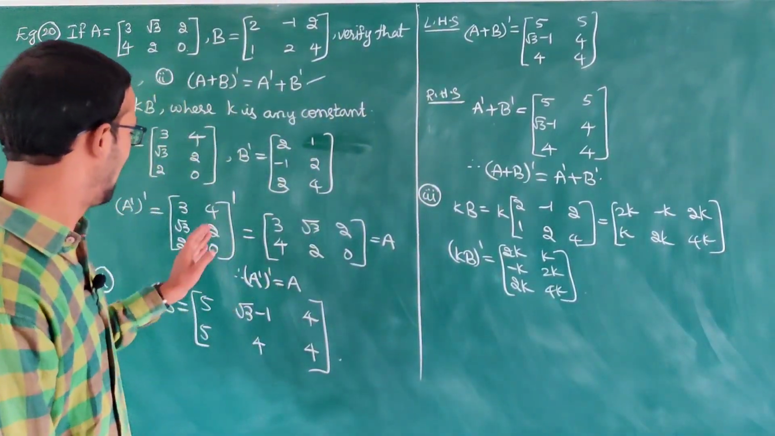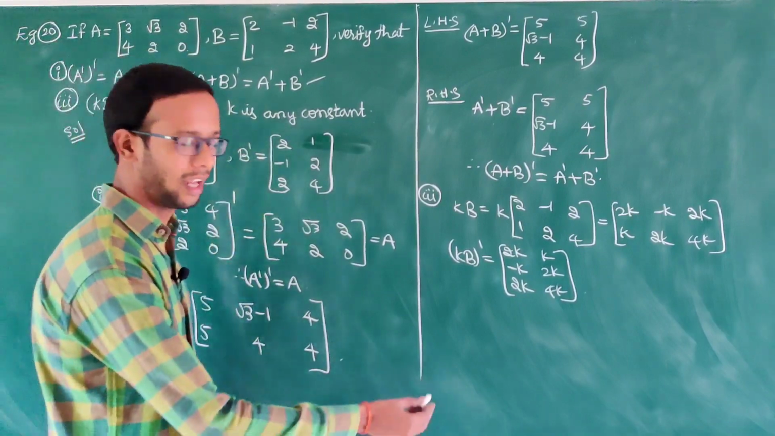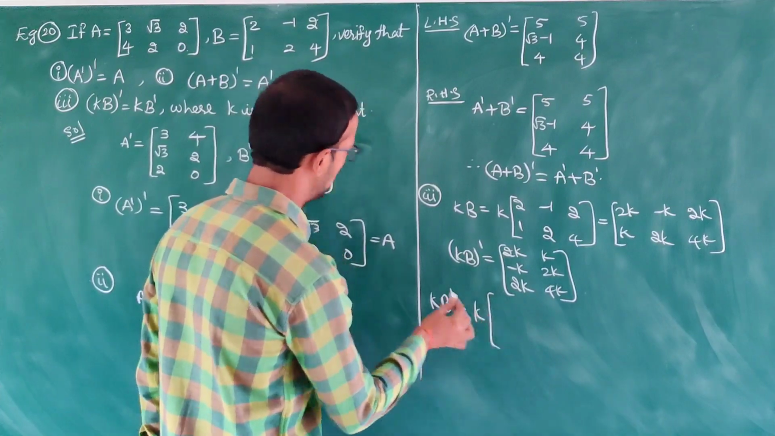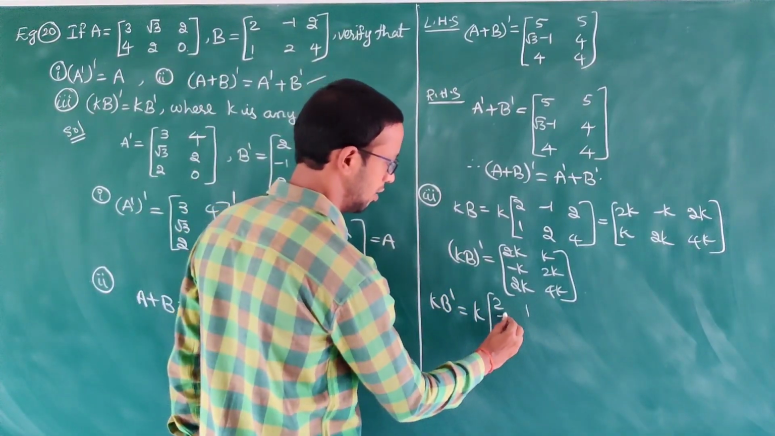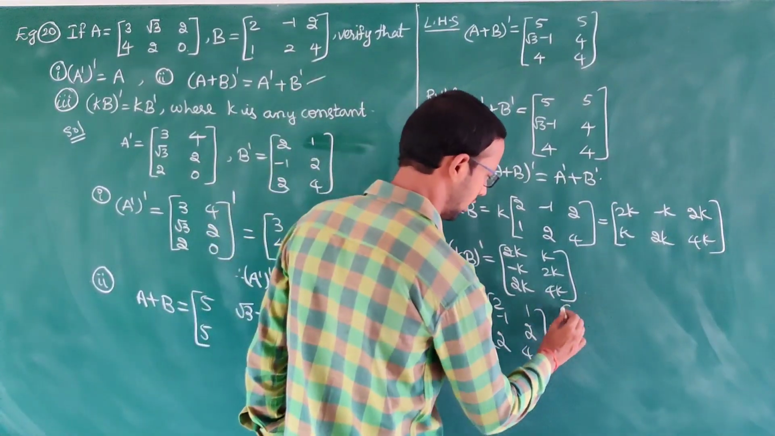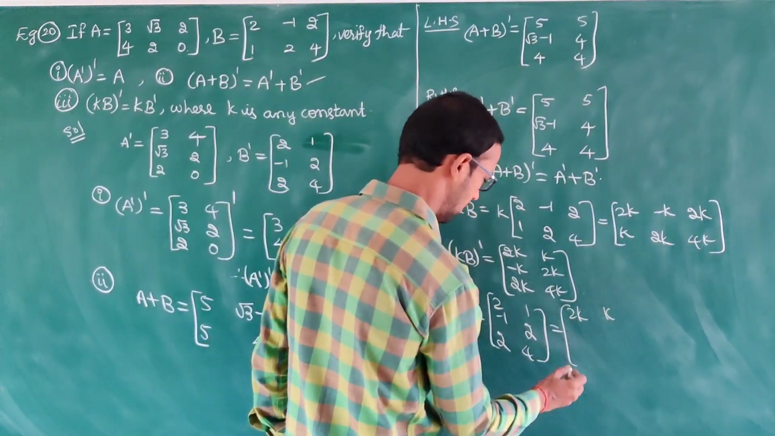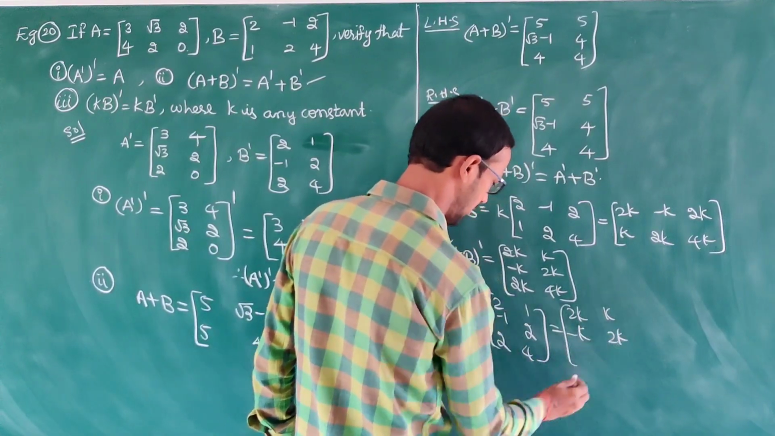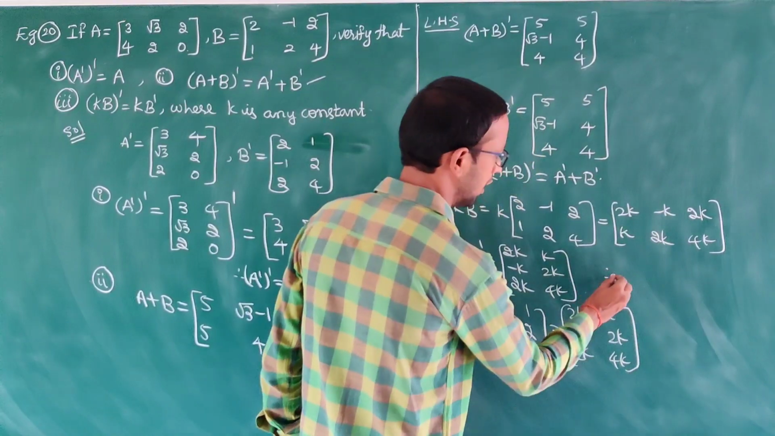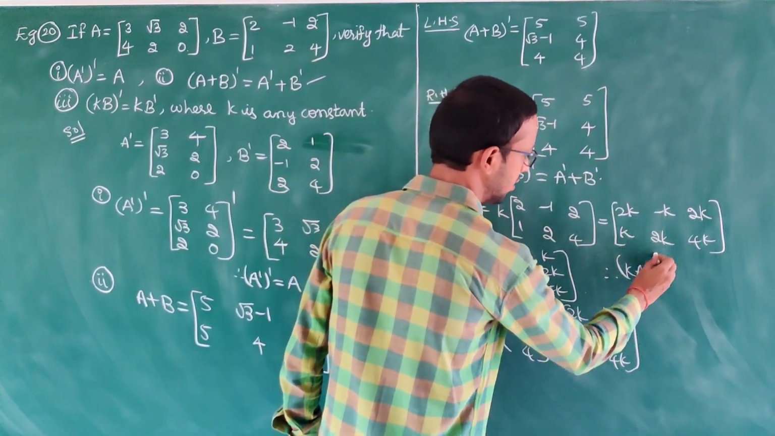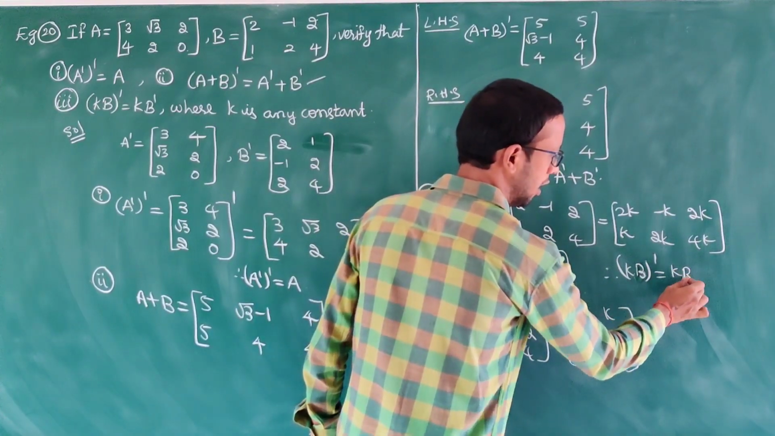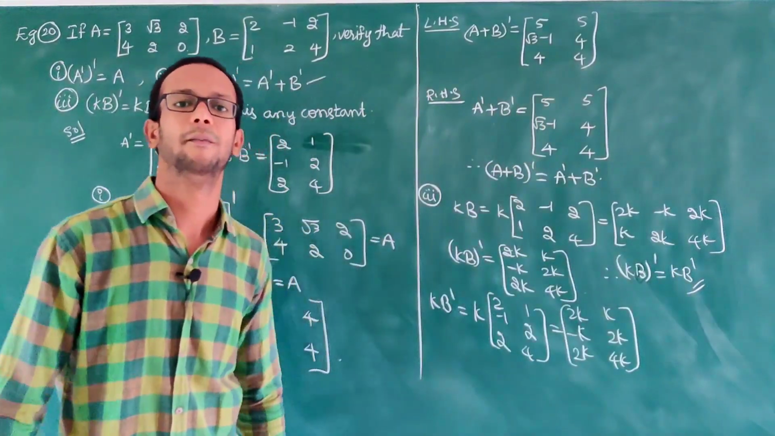Next, K into B' is the right side. Already we know B'. What is B'? 2, 1, minus 1, 2, 2, 4. Just multiply inside: 2K, K, minus K, 2K, 2K, 4K. Therefore (KB)' is equal to KB', hence proved.